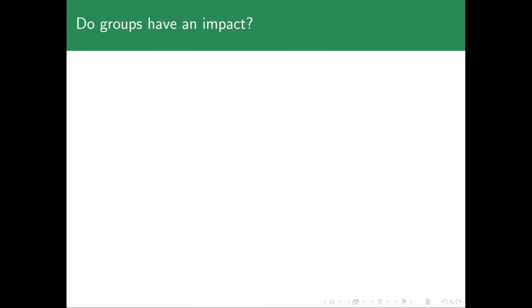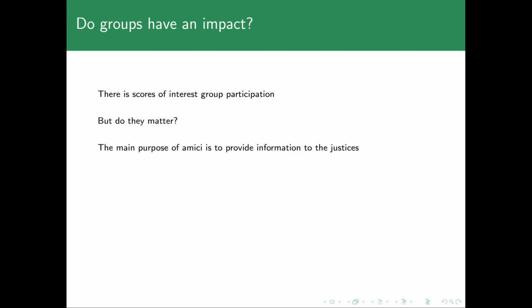So let's wrap up with whether groups have an impact. There's tons of interest group participation in the judiciary. The question is whether or not it matters. Are they just participating for their own health, or are they actually influencing the justices? We're not really going to take a look statistically here. I'm just going to summarize some of the findings. Importantly, the main purpose of these briefs is to provide information to the justices that they may not already have. So given that information, I'll let you draw your own conclusions about what having an influence or having an impact might be.